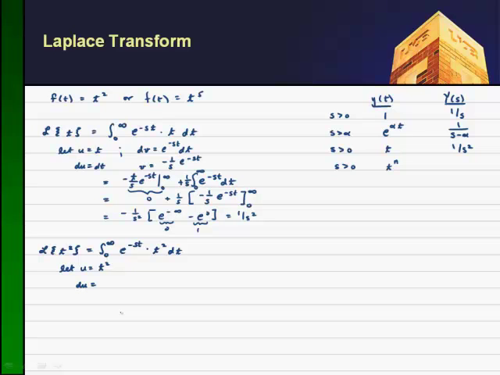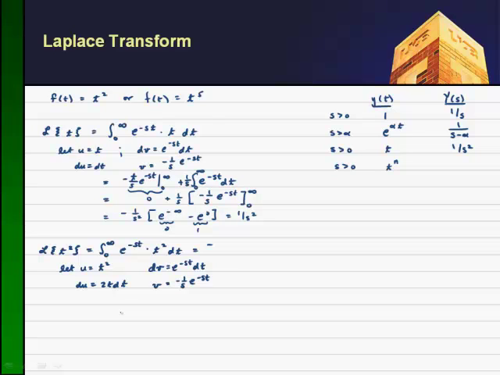Here I get du equals 2t dt, and then my dv should be the same. So the dv picks up the rest, the e to the minus st dt, and v is going to be a negative 1 over s e to the minus st. And so let's just write this straight across now. So I'll get uv, that's going to give me t squared times the negative 1 over s.